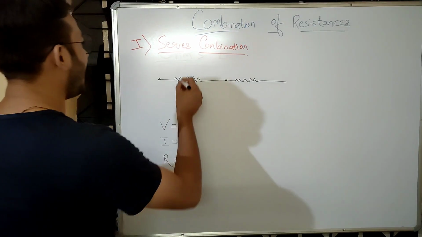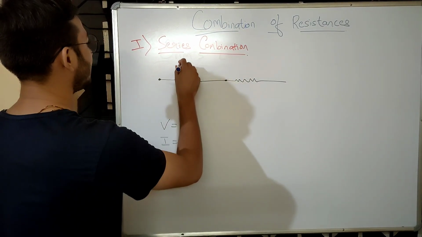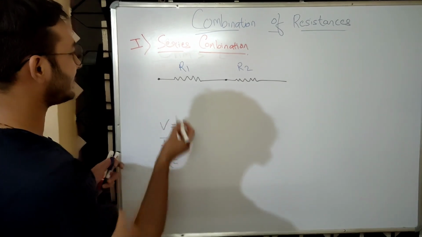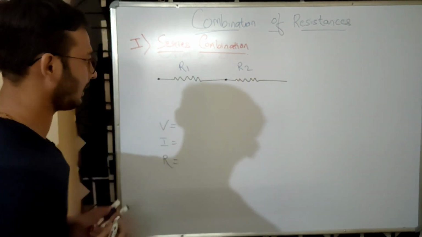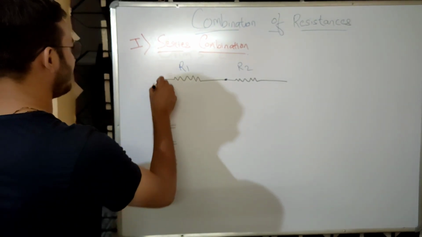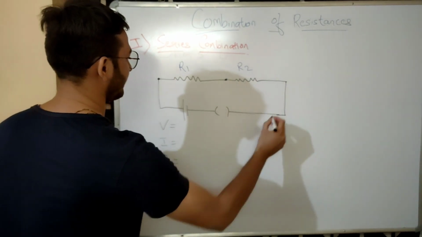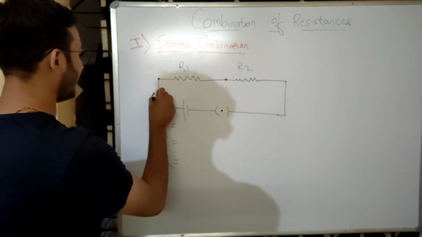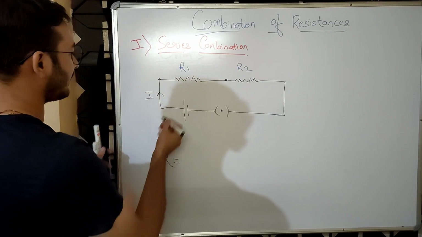So let's consider I am having two resistances of resistance R1 and R2, और these are connected in series. Means एक का end point जहाँ पे एक end हो रहा है वहाँ पे दूसरा start हो रहा है. So what will happen? Let's complete the circuit. First of all, let's put a battery over here. Let's put a battery, a switch, and this is the circuit. Now if I on this switch, what will happen? Current will start flowing. So current will flow through this battery.